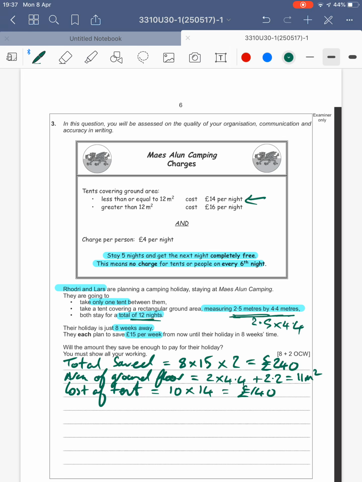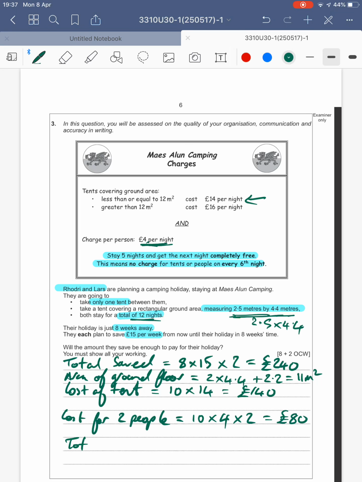Okay, now we need to work out the cost for the 2 people. So it tells you here that it's £4 per night per person. But again, because we're only paying for 10 nights, we're going to do 10 lots of 4. But again, we're paying for 2 people, so we need to times that by 2. And that comes to £80.